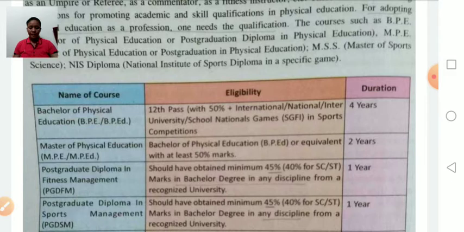Master of Physical Education, MPE or MPEd. For this, first you need to do Bachelor of Physical Education. After completing the Bachelor of Physical Education, BPE, you can do the Master of Physical Education, and for doing this you should obtain at least a minimum of 50% marks in BPEd, and it is a 2-year course.